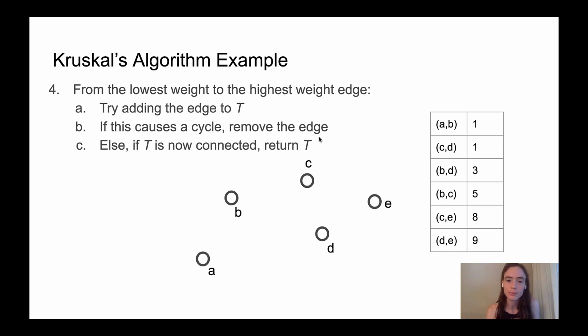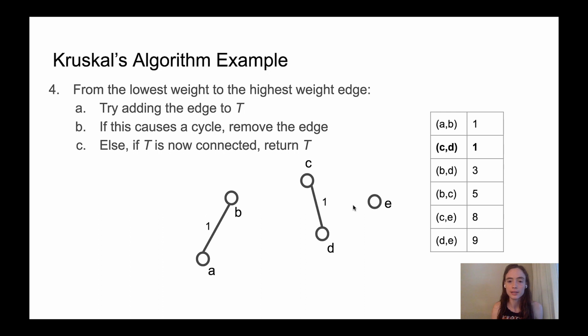So how it works in our example is we'll start with this first edge, A to B. We add it. We check whether this causes a cycle. We don't see any cycles in this graph. And so we keep the edge. Then we test whether the graph is connected. We can see we actually still don't have a way to get from these vertices to any other vertices, so the graph isn't connected yet.